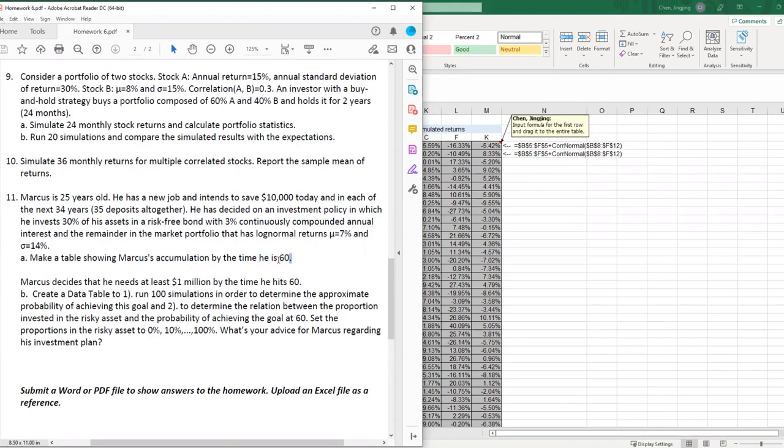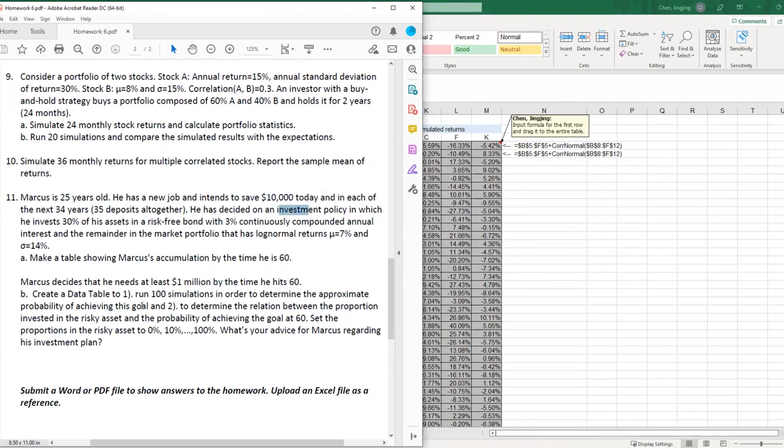This will be just one experiment for the simulation. If we want to create more simulations, we're going to generate a data table. Our data table will run the simulation 100 times in order to determine the probability of achieving the goal. The goal is that Marcus wants to have $1 million by the time he hits 60, so before he retires, he wants to accumulate $1 million with his savings and his investment plan.